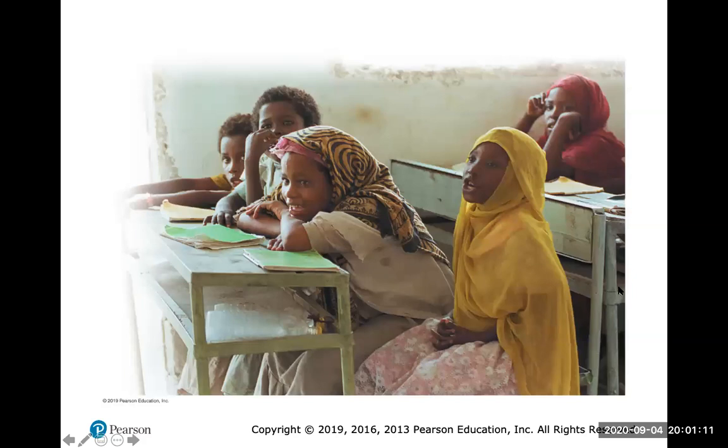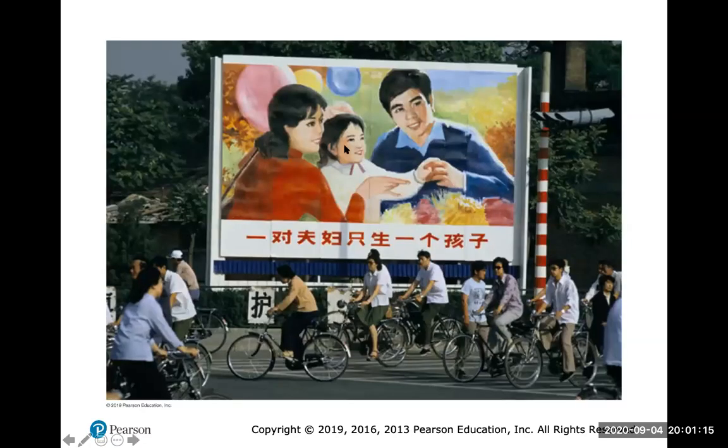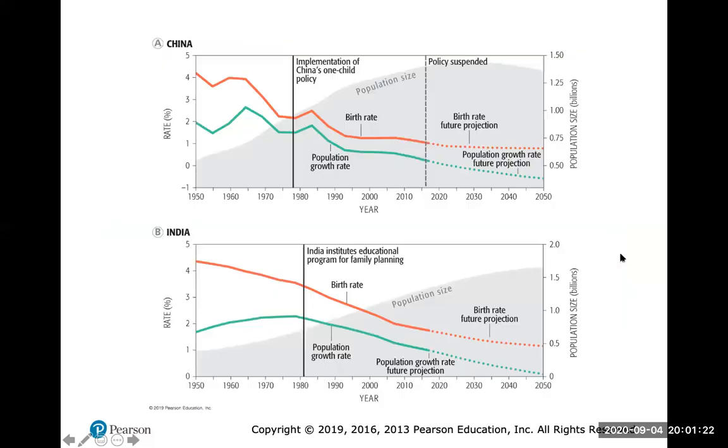Showing how educating women can lower birth rates. And this is a picture in China, kind of highlighting this idea of just having one child when they were working through their one-child policy. This is showing China and India and their birth rates and how they declined using their 2 different family planning methods.